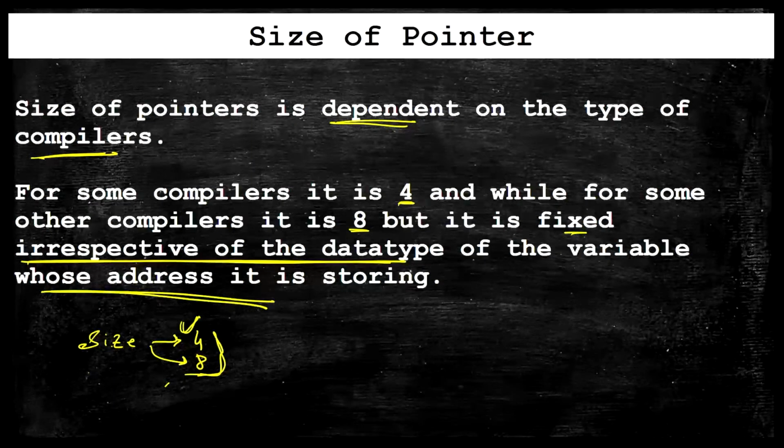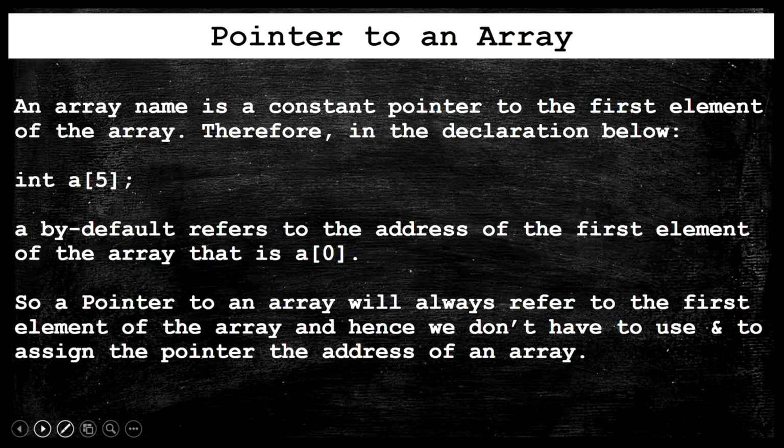Okay, let's see the next thing. Now we have a very important thing, that is pointer to an array. So what is an array? Array is a collection of similar types of data. So what does the array name do? Here it says an array name is a constant pointer. Array name is itself a pointer to the first element of the array.